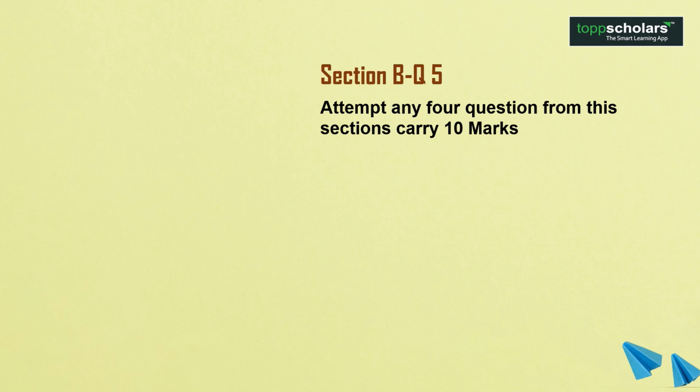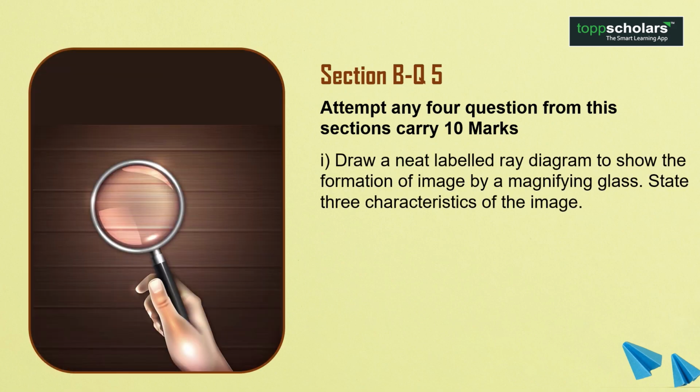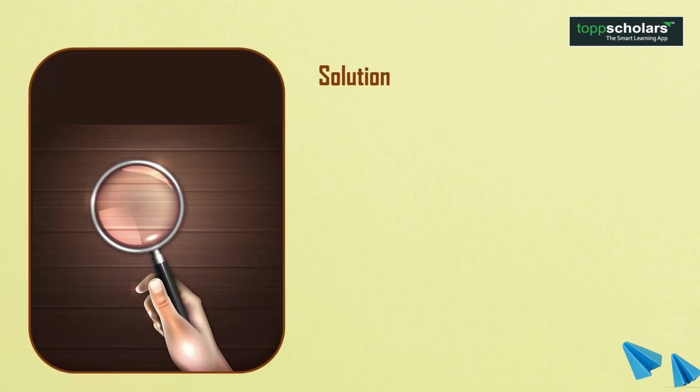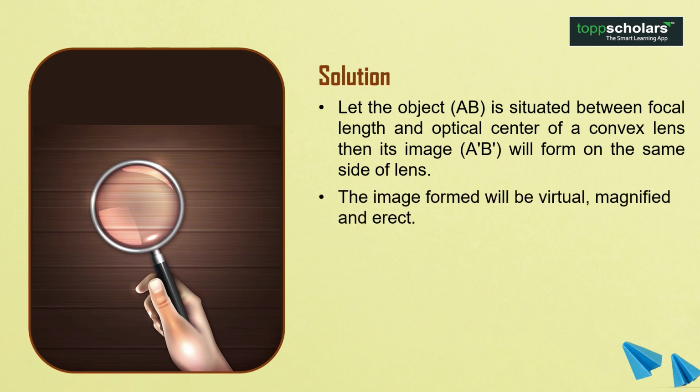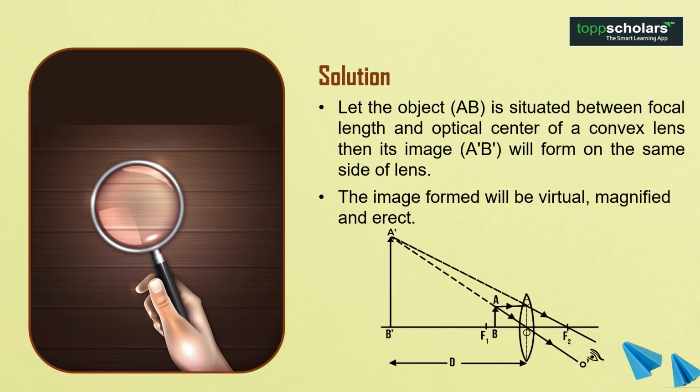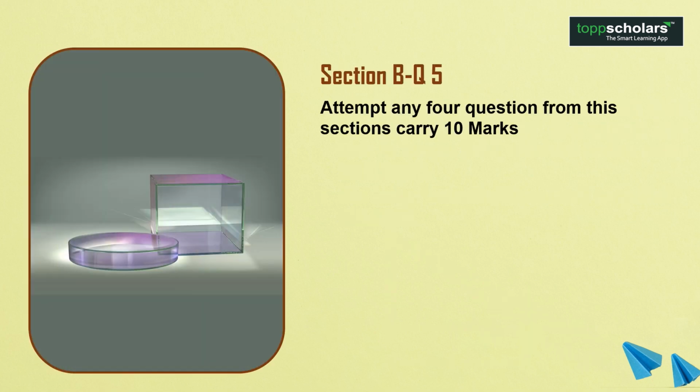Let's talk about the next question. It says, draw a neat labeled ray diagram to show the formation of image by magnifying glass. State 3 characteristics of the image. The question is asked for 3 marks. So let the object AB be situated between focal length and optical center of a convex lens, then its image A'B' will form on the same side of the lens. The image so formed will be virtual, magnified and erect. Consider the diagram for few minutes.